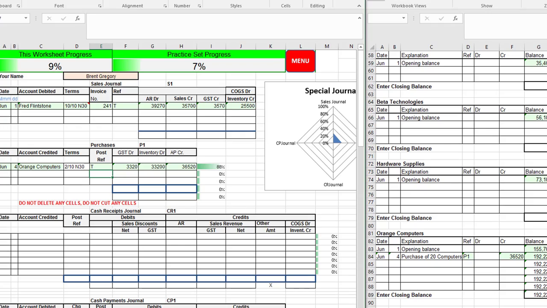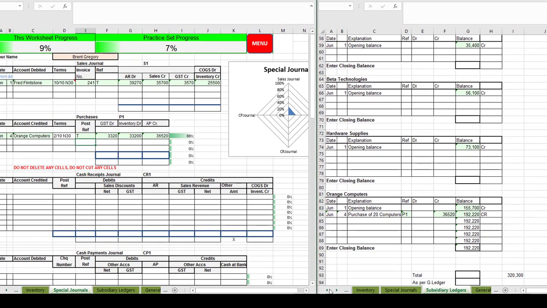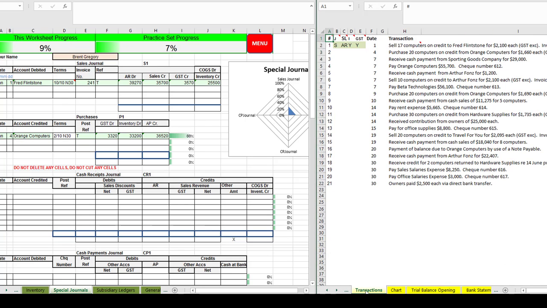Let's do the 3rd entry. And we go back to transactions. 3rd entry, we received cash payment from Sporting Goods of 29,000. So a different journal again. Actually, we didn't do that last time. This will go in the cash payments journal. This one went in the purchases journal. It involved an account payable. It did have an impact on inventory, and it does involve GST.